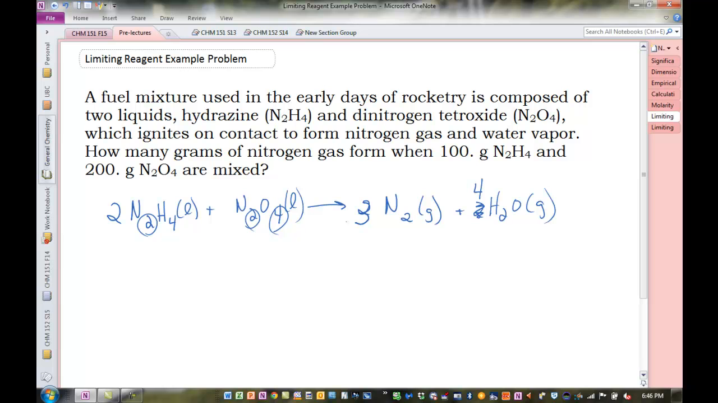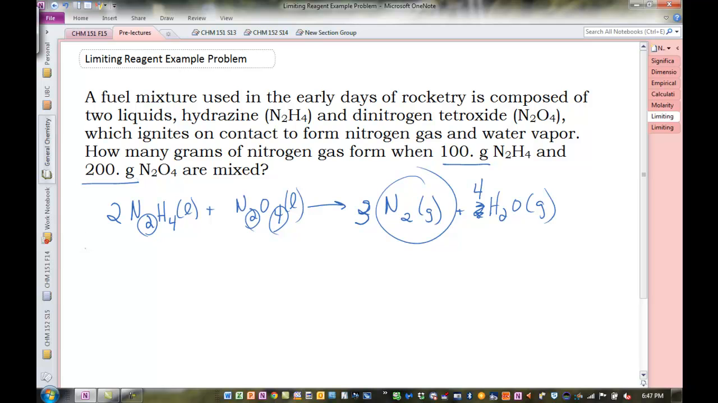Now let's continue with this problem. How many grams of nitrogen gas, so we're looking at producing nitrogen gas here, form when 100 grams of N2H4 and 200 grams of N2O4 are mixed? All right, what kind of stoichiometry problem is this? And I gave it away with the title. But you should be thinking about this. Recognizing problems is really key. You should recognize this straight away as a limiting reagent problem. We have the amounts of both reactants. Most likely one of those is going to run out first. We need to figure out which one.